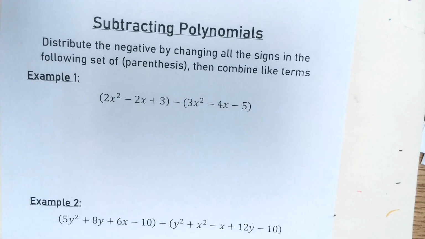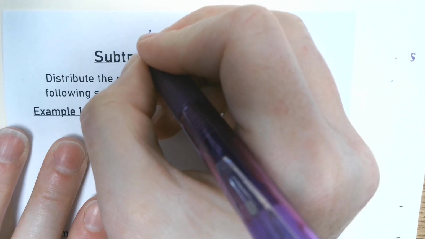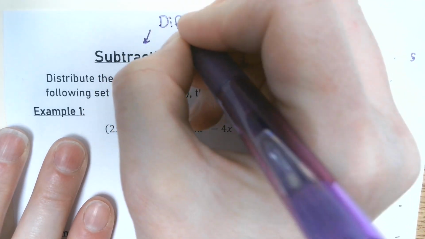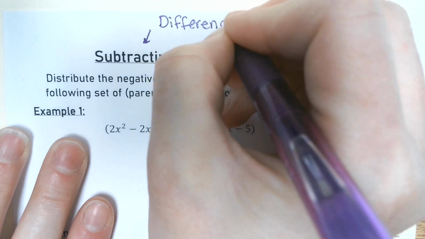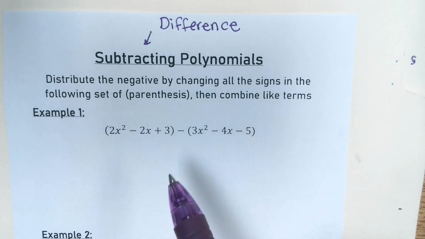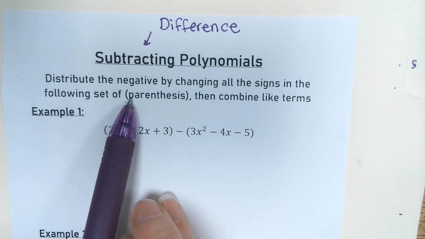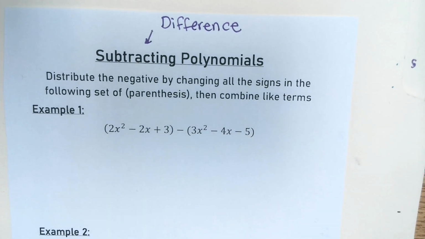We're going to talk about subtracting polynomials. Yesterday we added polynomials, so today is all about subtracting. The word for subtracting is finding the difference. Addition was the sum. So in order to find the difference of polynomials, we are going to have to distribute the negative by changing all the signs in the following sets of parentheses, then combine like terms.